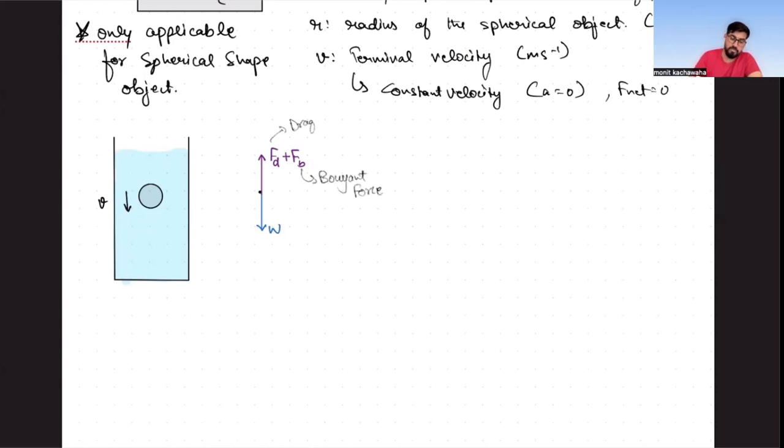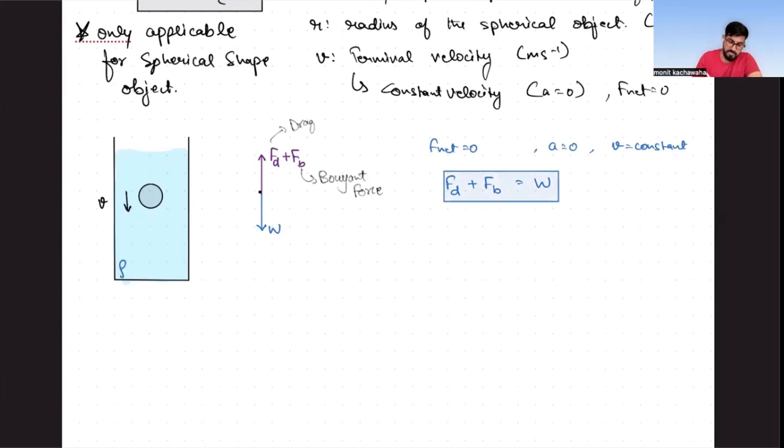So if it is moving with terminal velocity, then simply I can state that the F net is zero because acceleration is zero, velocity is constant. So if this is the case, then I can simply say that Fd, which is drag, plus Fb, which is buoyant, is equal to my weight. Have you understood this equation?